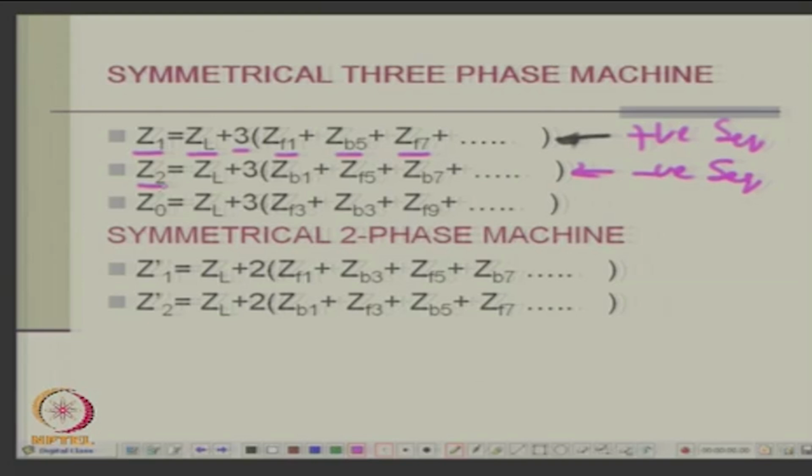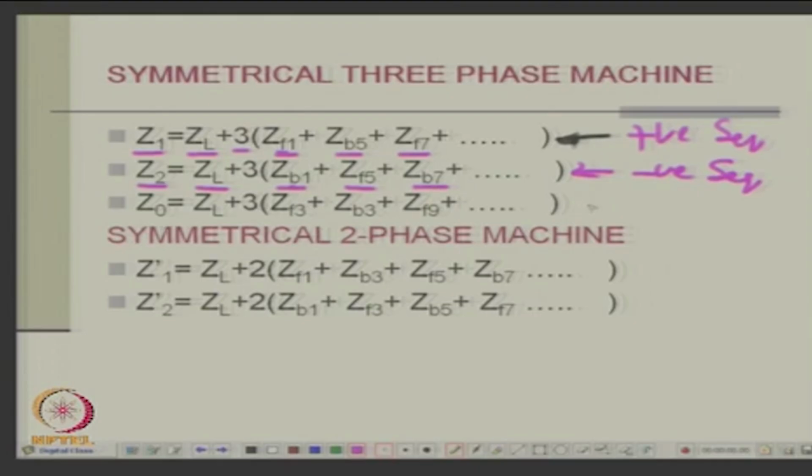Negative sequence impedance of a 3-phase symmetrical machine including space harmonics will be its leakage impedance plus 3 times ZB1, that is backward field, ZF5 and ZB7. You will see whatever was Z1, the only thing that happens to Z2 is that whatever was F in the Z1 will become B here, right. Forward field for positive sequence will become backward field like that.